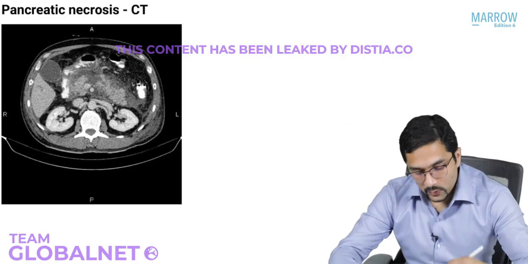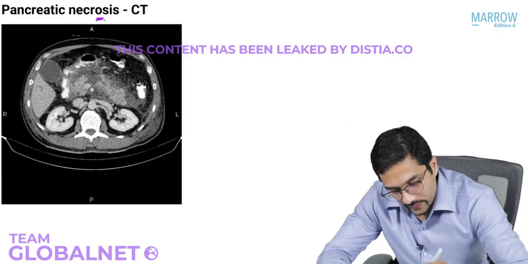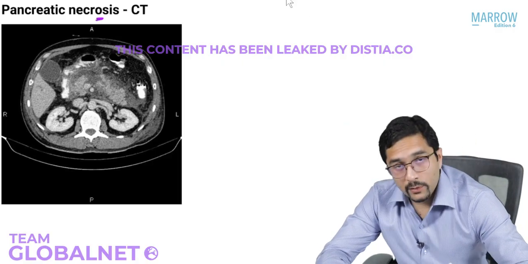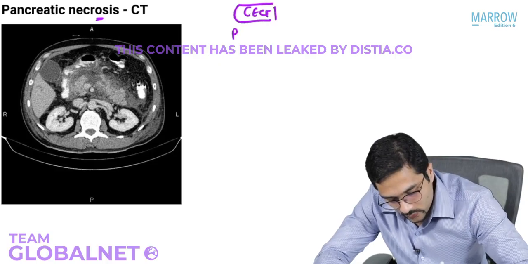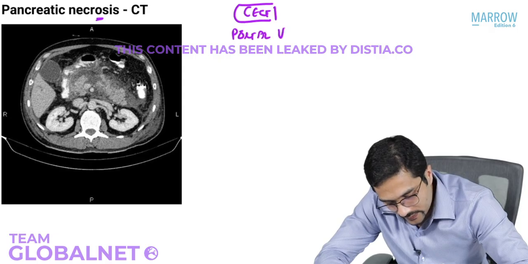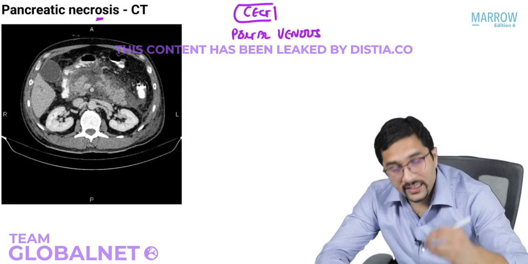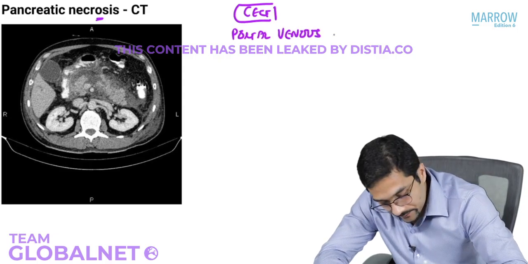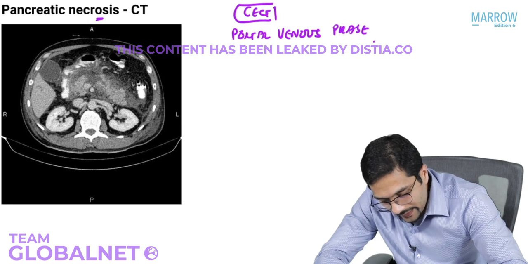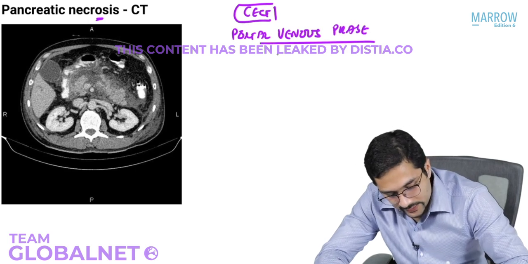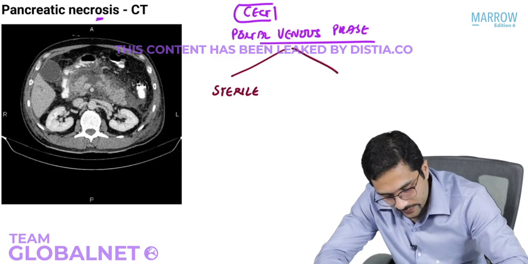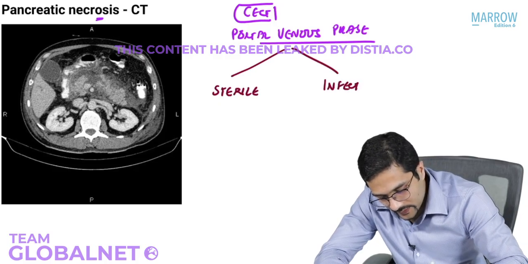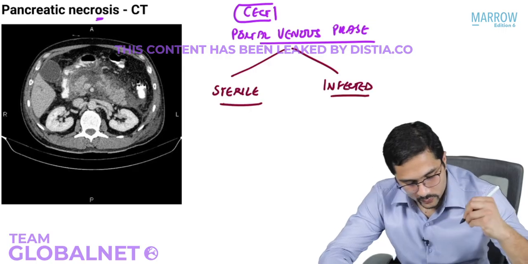And pancreatic necrosis, I told you, the best way to find out about pancreatic necrosis is on CECT, and we get to know this on the portal venous phase, that is when we will get to know whether the pancreatic tissue is necrosed or not. Now, this pancreatic necrosis can either be sterile necrosis or infected necrosis.